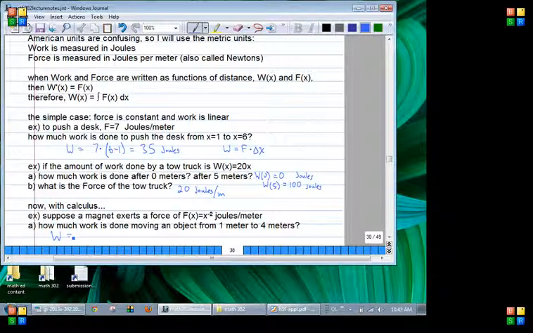So we want to find the work. How do we find the work? Right. So the old naive way was that it was force times the change in distance. But of course now we know we're doing calculus. So this is going to be the integral of force dx. And in this case it's the integral from where to where? From 1 to 4.